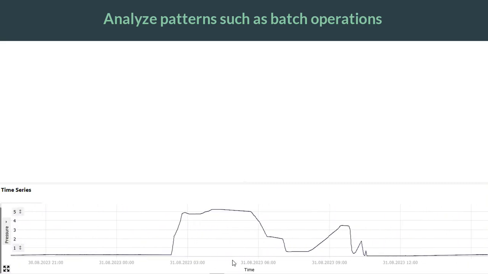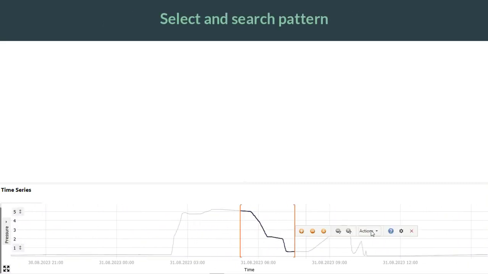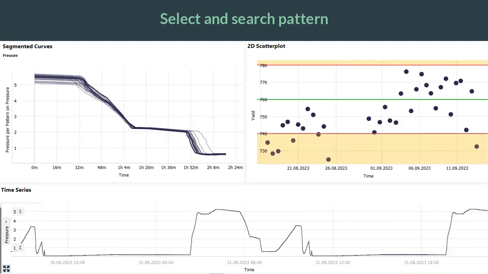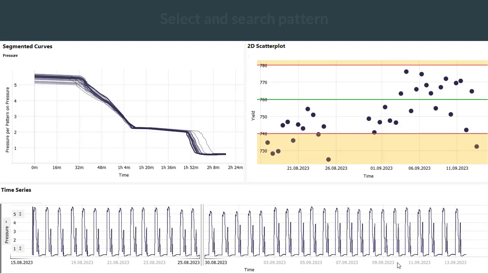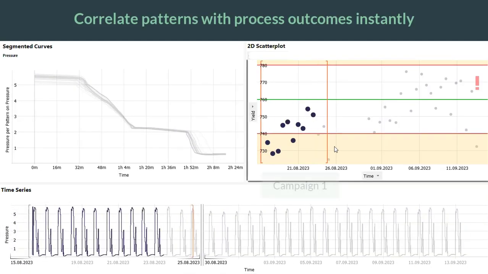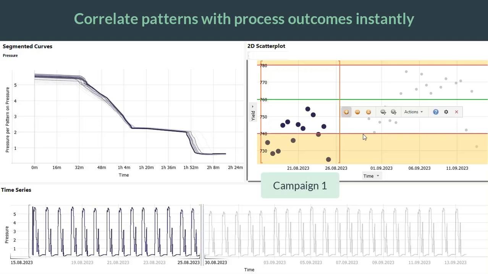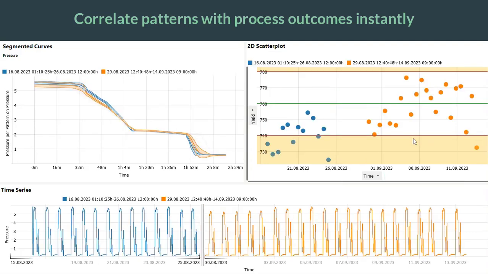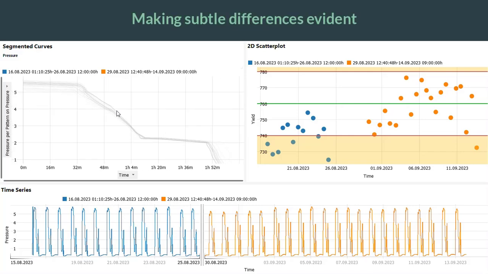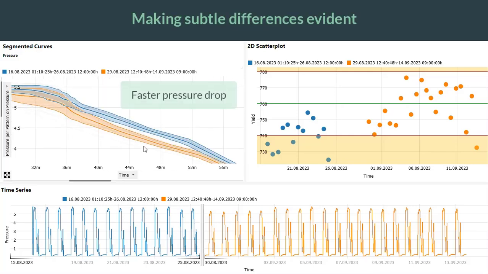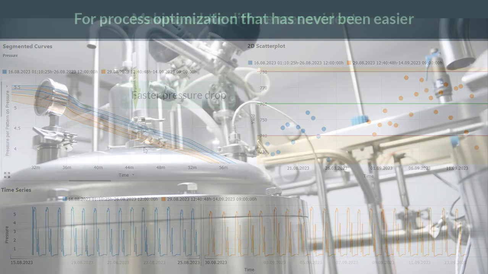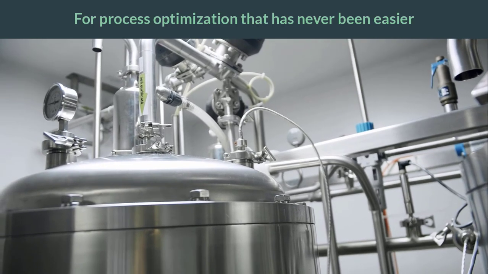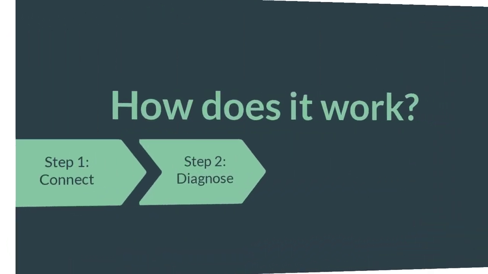Also analyze patterns such as batch operations. Visplore finds them along the entire history and across assets. To correlate patterns with process outcomes instantly. For example, select and compare 2 batch campaigns to spot different operation patterns and their impact on yield. For process optimization, which has never been easier.